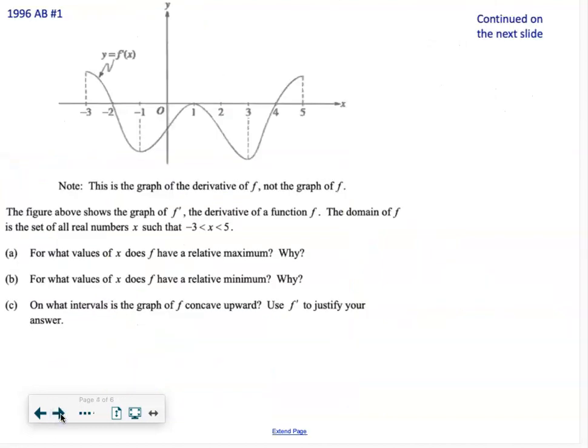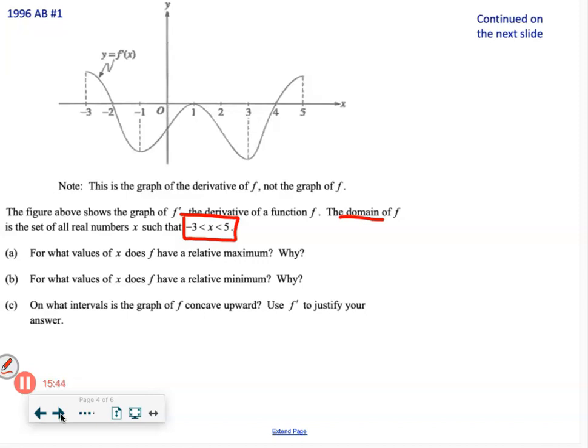All right, so we're going to do this problem. This is an actual AP question from 1996. Notice this one is one of the types of questions where instead of a function, they give you the derivative. So they've given us the graph of the derivative. This is the graph of f prime, the derivative of f. Notice that the domain is the set of all real numbers from -3 to 5. So we are given the domain is from -3 to 5.